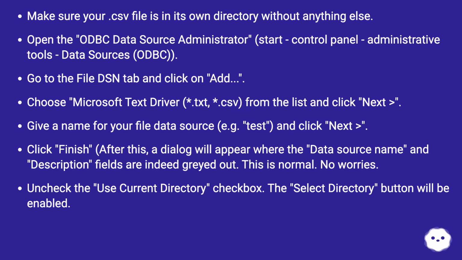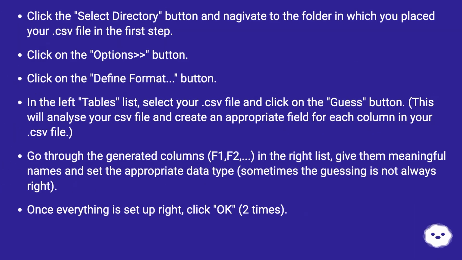After this, a dialog will appear where the data source name and description fields are indeed grayed out. This is normal. No worries, uncheck the Use Current Directory checkbox. The Select Directory button will be enabled. Click the Select Directory button and navigate to the folder in which you placed your .csv file in the first step. Click on the Options button, click on the Define Format button. In the left Tables list, select your .csv file and click on the Guess button. This will analyze your CSV file and create an appropriate field for each column in your .csv file.